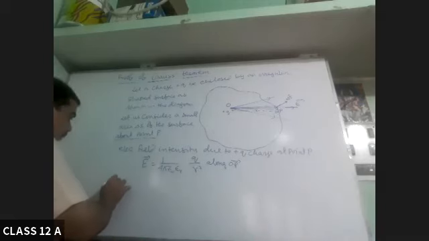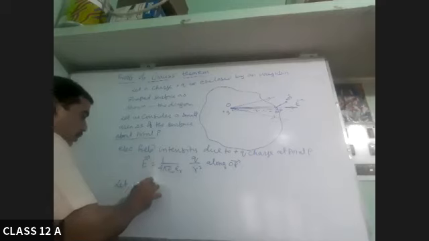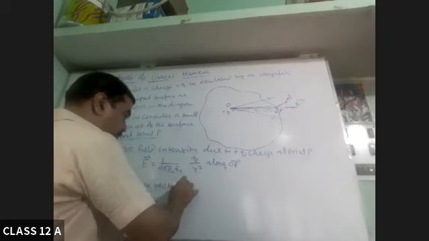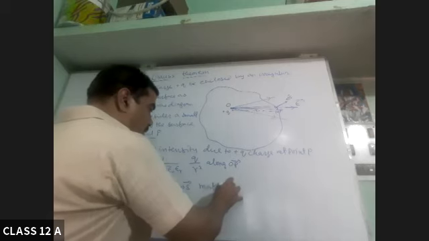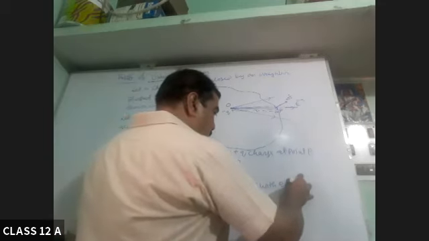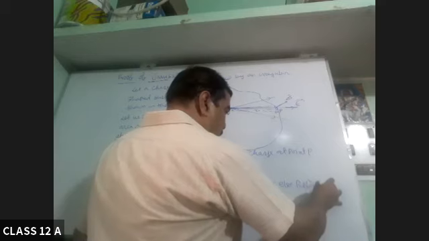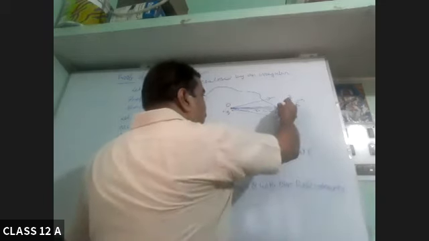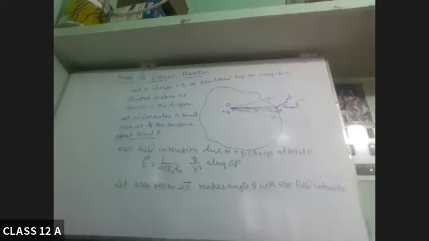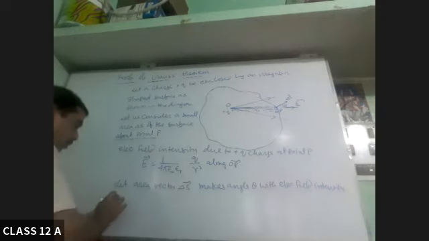Now we are saying let this area vector delta S make an angle theta with the electric field intensity. So this angle we are saying is theta.